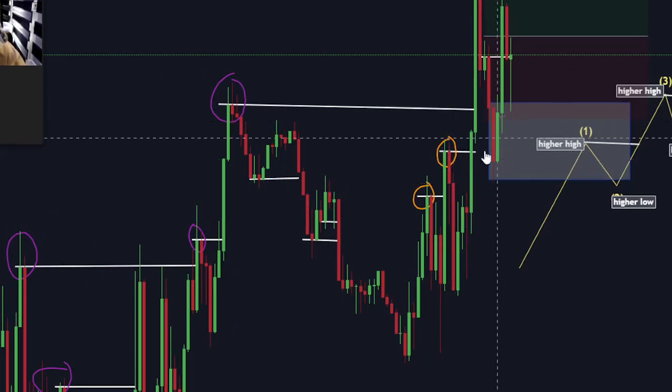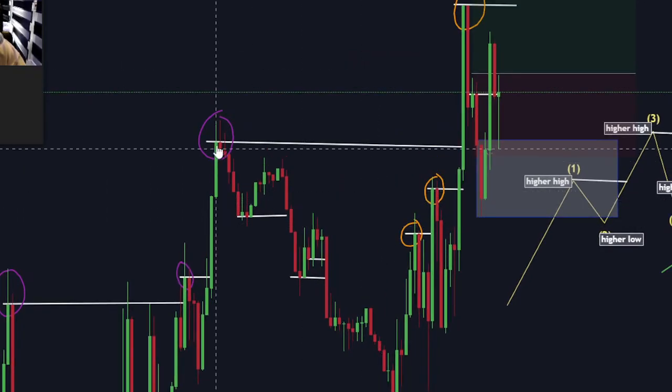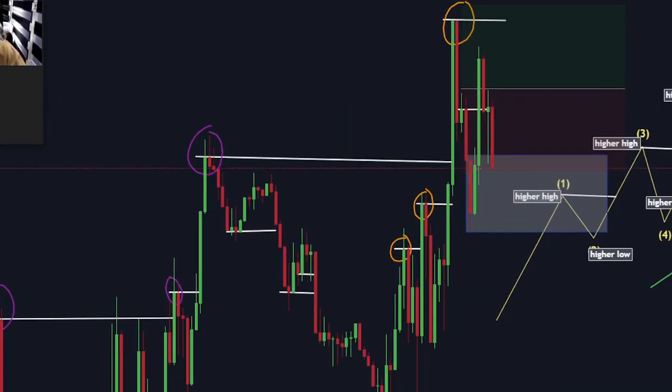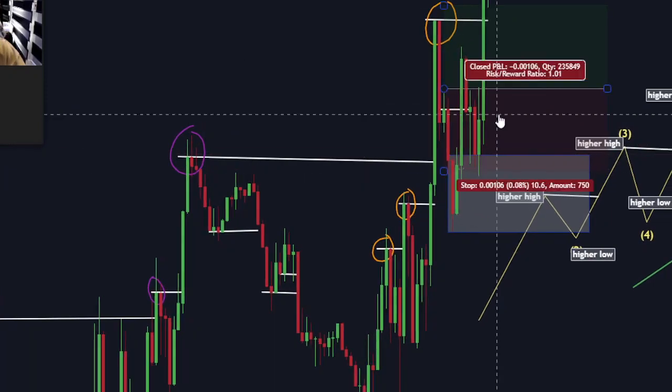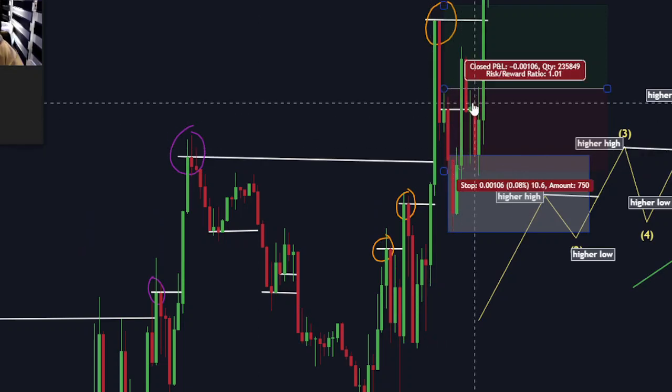Do you understand what I mean? Yes, because the market has been breaking structure to the upside. So this type of trade is a sweet type of trade. They didn't break your high.